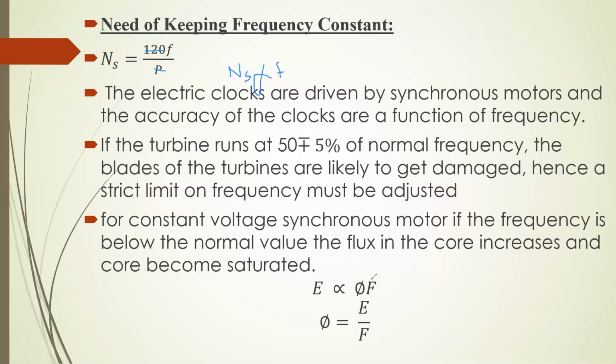Assume the frequency is decreased, so flux will increase. But the flux value mainly depends on the core, right? If flux increases, the core will be saturated. Due to the increase of flux, the core will not operate in a proper manner, so it may get damaged. That is the reason we need to maintain the frequency as constant, right? So going to the next example.